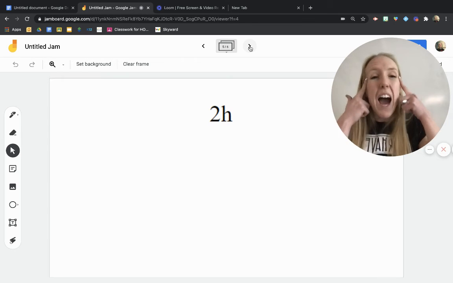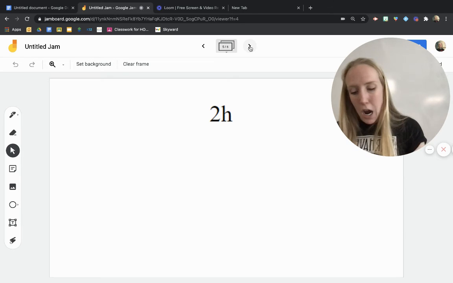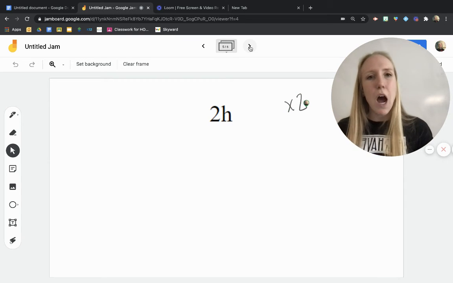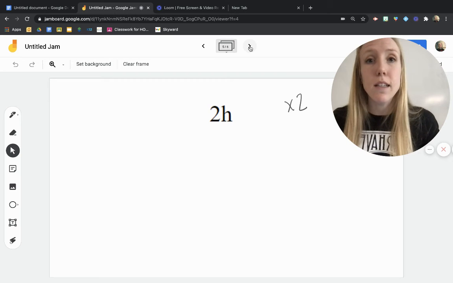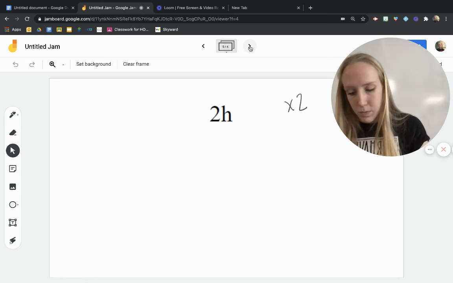Think to yourself, how do I get rid of times 2? What is the opposite of times 2? What is the inverse of times 2? Well, the inverse of multiply is divide. So I need to divide by 2.